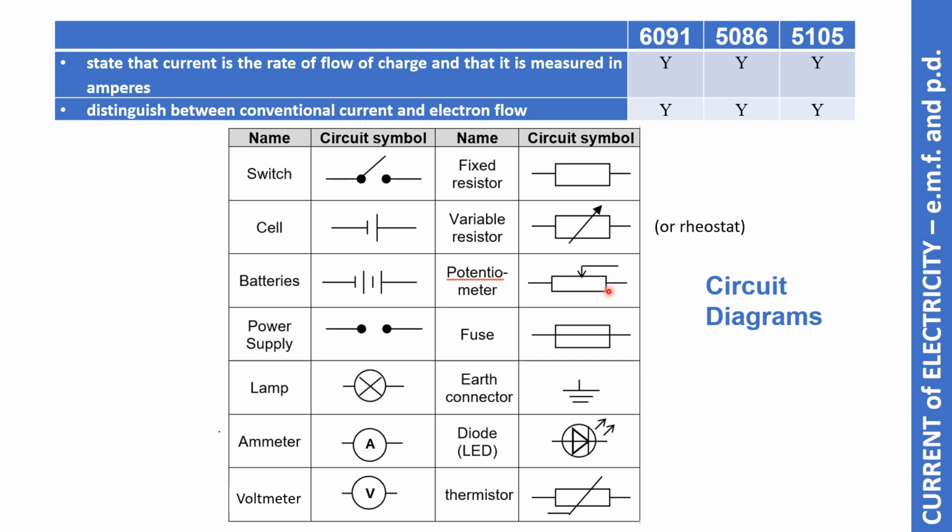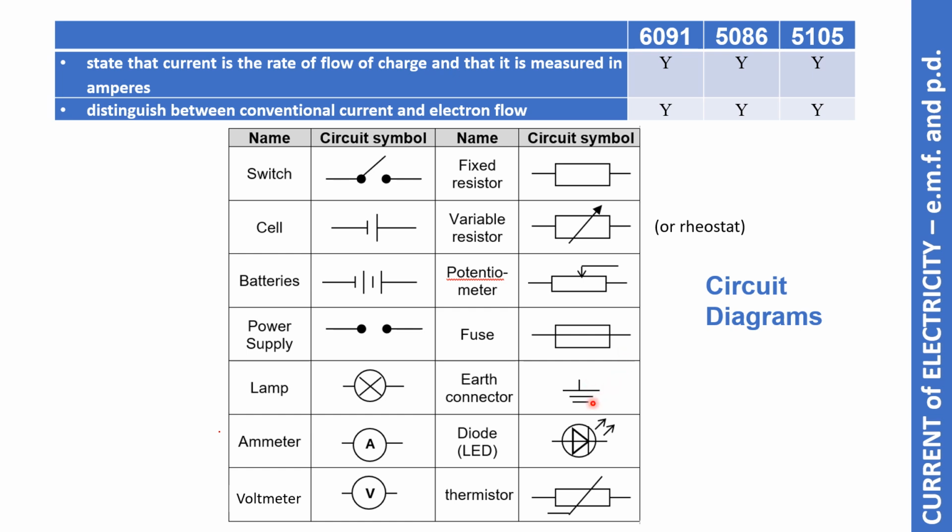Potentiometer, we'll learn more about this under the pure physics syllabus, so we'll elaborate on it later on. Fuse, we will learn it under practical electricity. It will blow or melt when the current flowing through it exceeds the fuse rating.